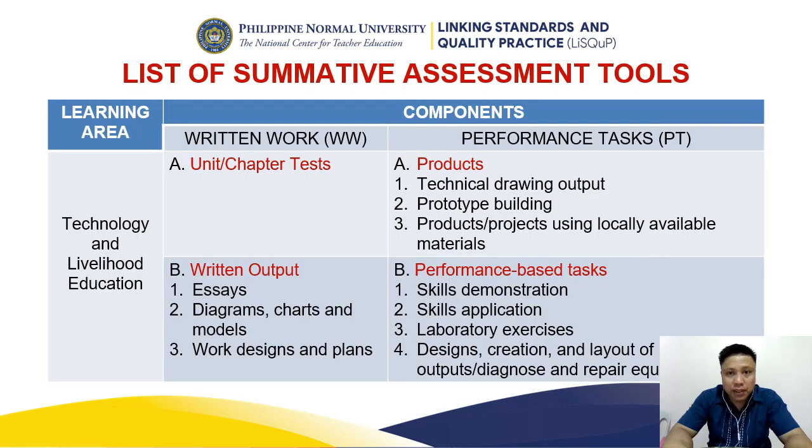The list of summative assessment tools. In written work, we can use chapter tests and unit tests. In performance task, we can use product output like technical drawing, prototype building, and others. In written output also, we can use essays, diagrams, charts, models, work designs, and plans. On the other hand, a performance-based task, for example, is a return demonstration, discussion application, laboratory exercises, and others.